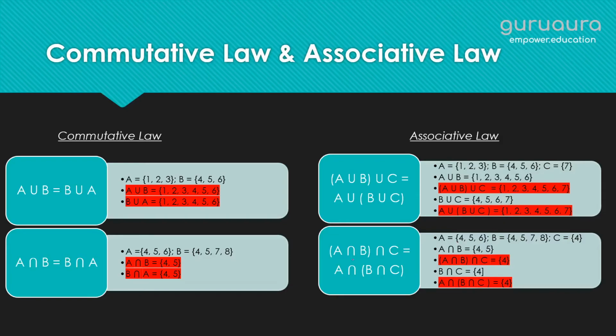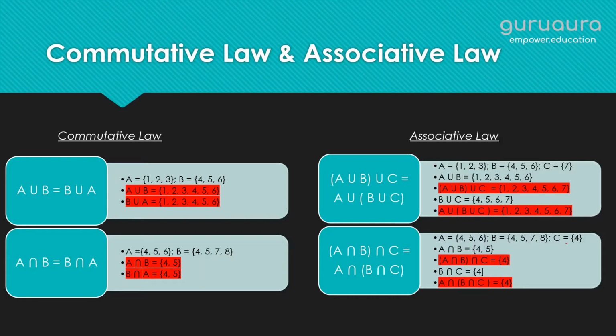A intersection B intersection C is equal to A intersection B intersection C. Here, again let's consider three sets A, B, C. A containing the elements 4, 5, 6. B with the elements 4, 5, 7 and 8. And C with the element 4. Okay, so firstly we will find A intersection B. So A intersection B will be a set containing the elements 4 and 5. Now A intersection B intersection C will give you a single element, that is 4. A set containing a single element 4.